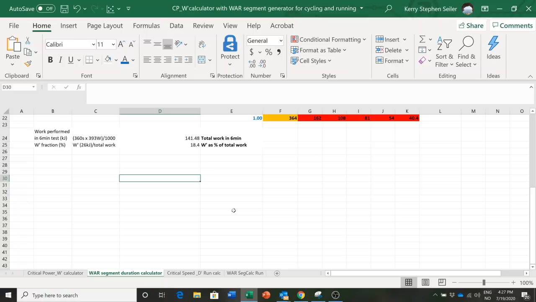That's pretty typical for the percentage of anaerobic contribution to an all-out test lasting 6 minutes. So that's kind of interesting that these two methodologies do coincide reasonably well, at least within that time frame. All right, I'll quit there.